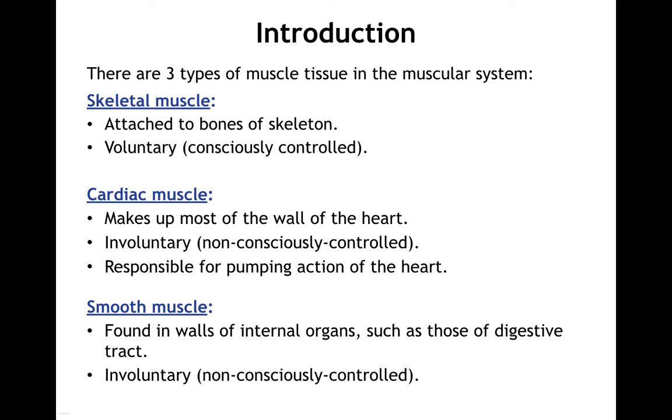But those three types of muscles are skeletal muscle, which is attached to bones of the skeleton. It is voluntary, under conscious control. The second type of muscle is cardiac muscle, which is the wall of the heart. This is an involuntary muscle. It is not consciously controlled. It actually has its own intrinsic nervous system to keep it running, and its job is to pump blood for the heart. And then in many hollow organs we have smooth muscle, the digestive system, for example. It is involuntary as well, not consciously controlled muscle.